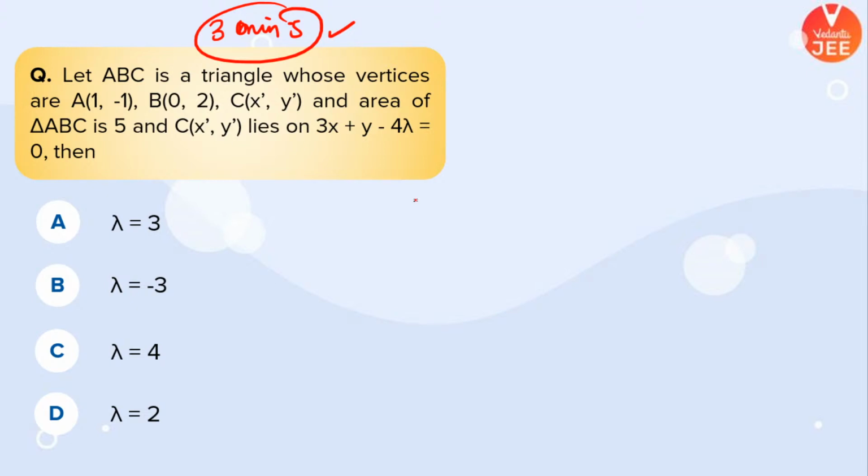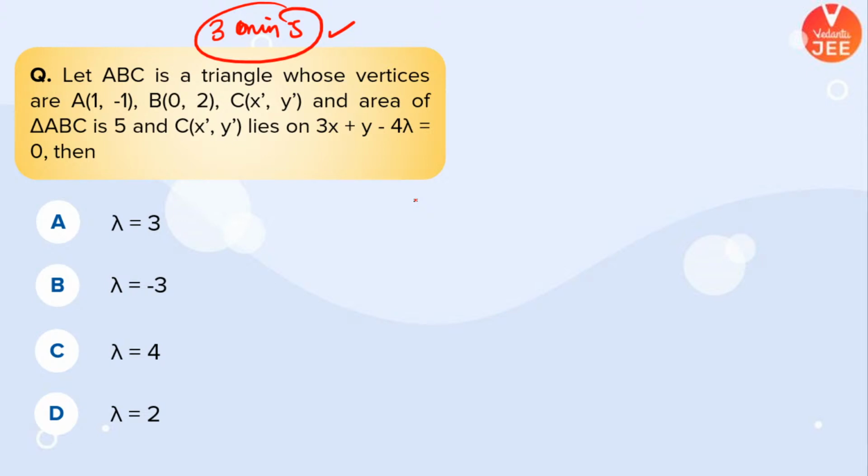Again a laddu problem. See how I will clear this question in my mind. The area of triangle ABC is given to me, so I know that I can write down the area in terms of a determinant. So 5 is equal to 1/2 times the determinant. Now here area has been given positive, but the determinant can also give me a negative value, so I will take plus minus 5 equal to half times the determinant.